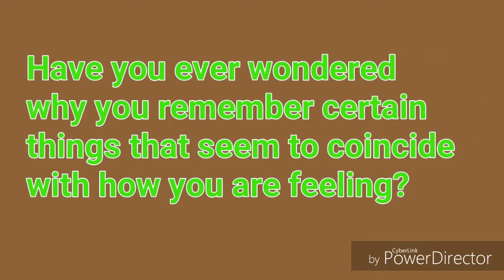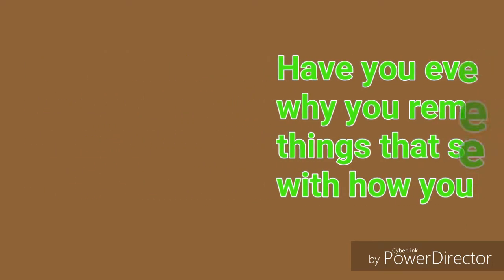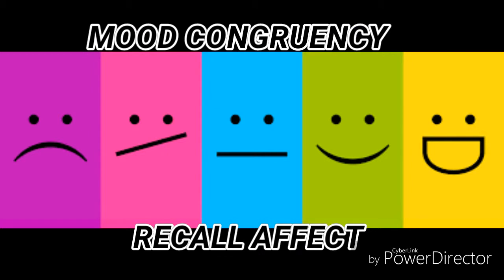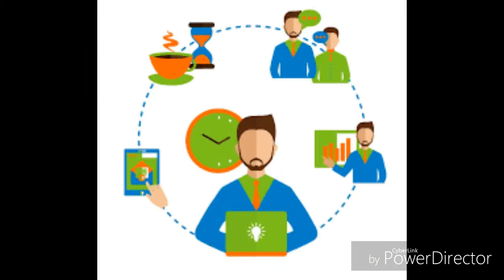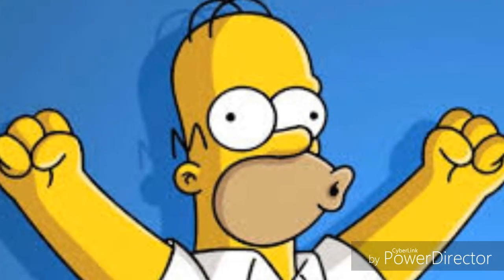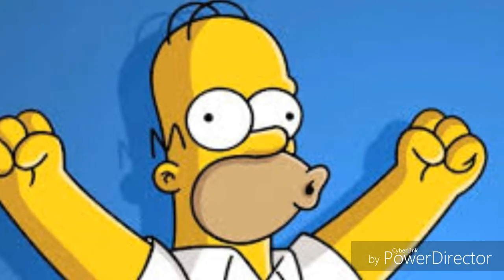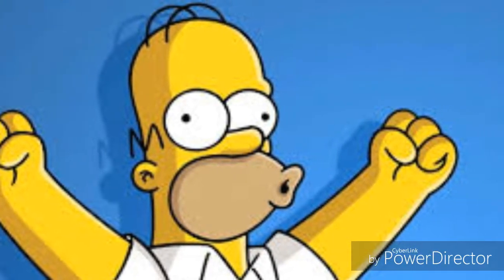Have you ever wondered why you remember certain things that seem to coincide with how you are feeling? This lesson will explain how the mood congruency recall effect influences your memory and other parts of your day-to-day life. It is actually a psychological phenomenon in which a person tends to remember information that is consistent with their particular mood.